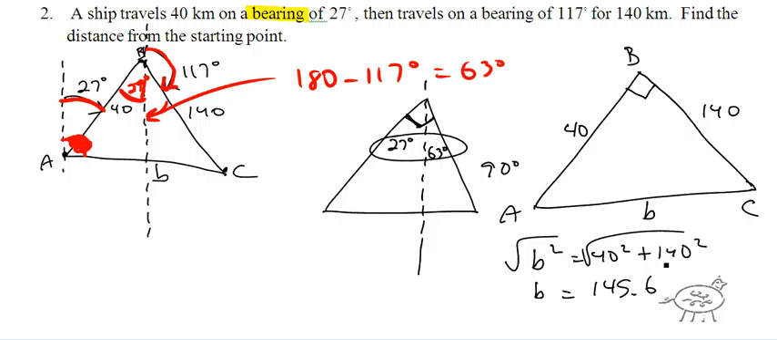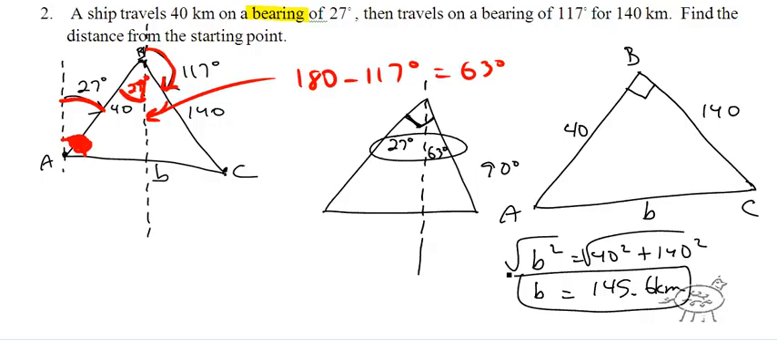So B is equal to 145.6 kilometers. Okay, and that's the answer to that. It says, you know, how far is it from the starting point? It is 145.6 kilometers.